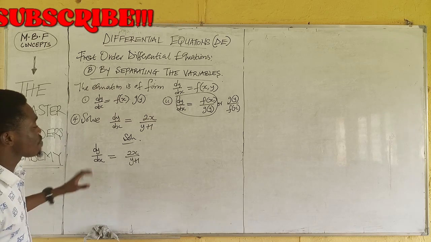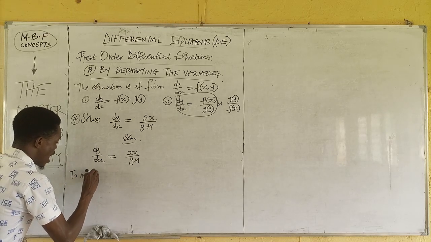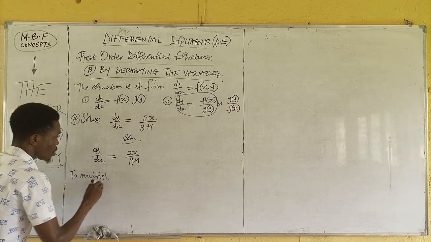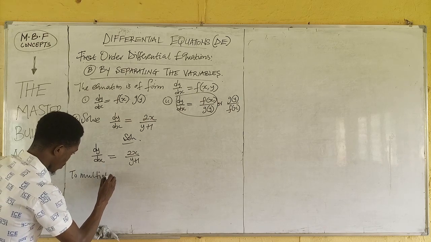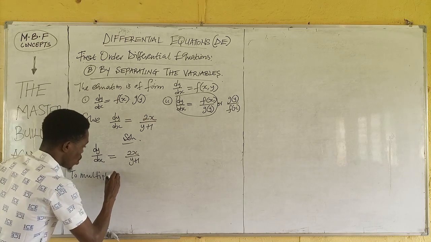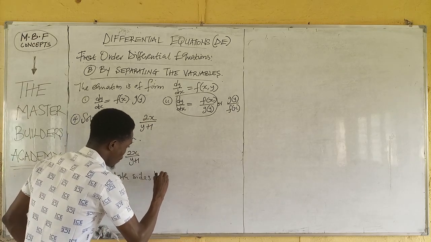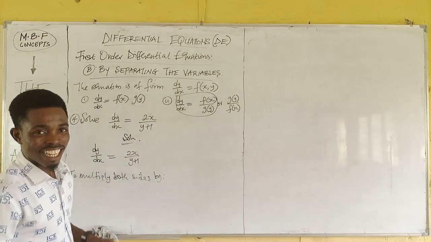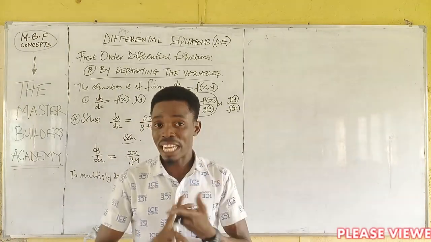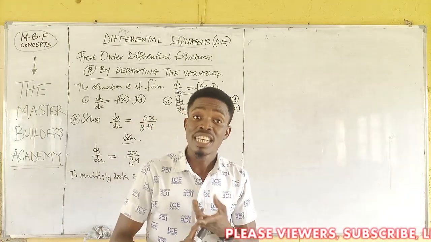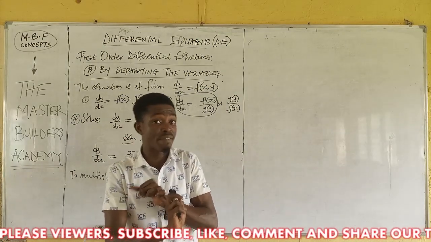Guys, to separate this variable, all you just need to do is to multiply both sides by... Now listen, there is a method I want to teach you here, guys. Please, you must pay attention to this method. You see, there are too many ways to do it anyway, but I want to show you the one I think is very, very easy.